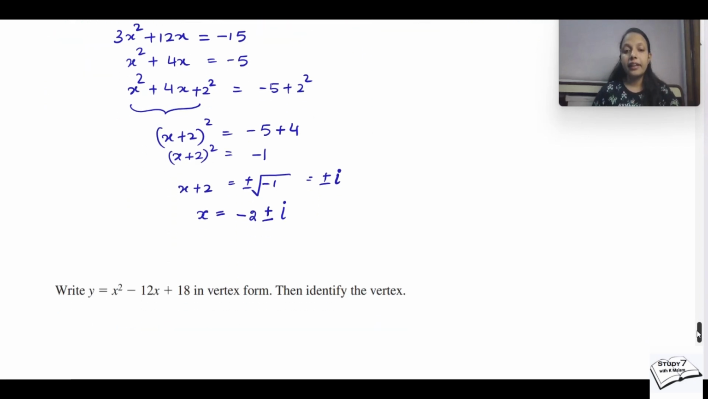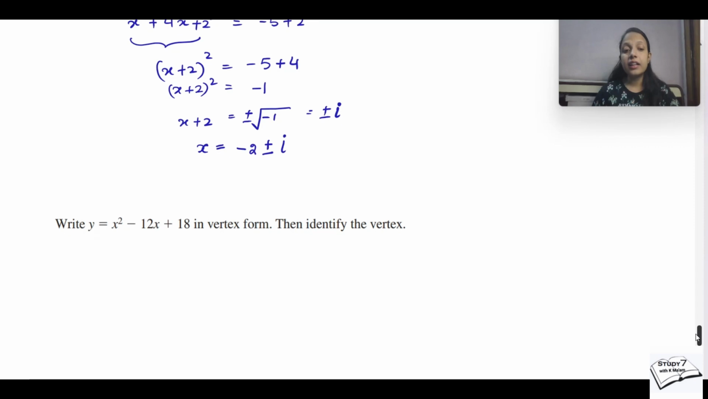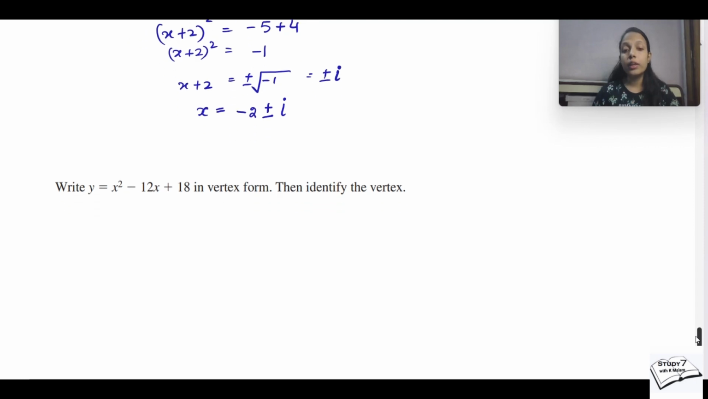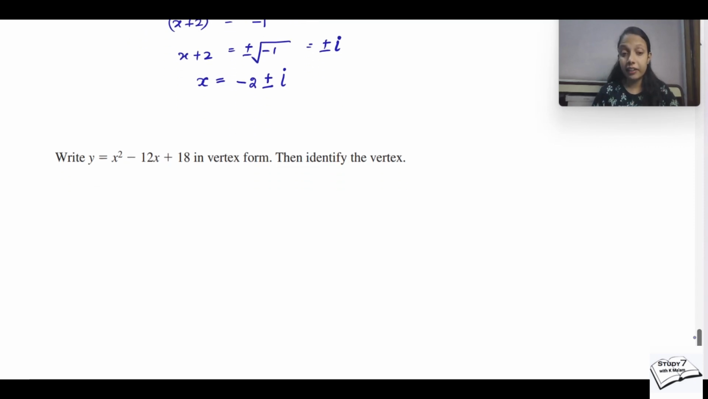Okay. Next. It says write in the vertex form, then identify the vertex. Vertex form is the same as we complete the square. Because what is this? y equals a(x minus h) square plus k. That is the vertex form, and here we complete the square as well.